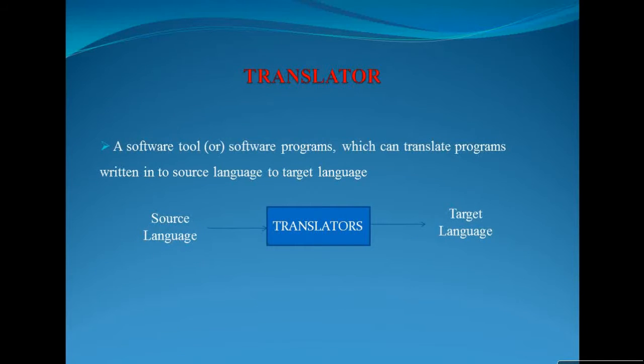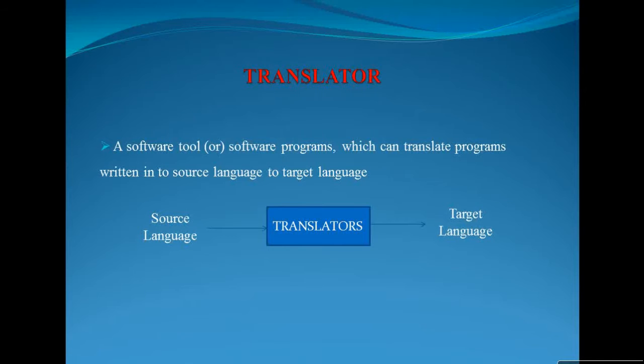What is a translator? A translator is a software tool or a software program which can translate a source code to a target language. That is, we will pass a source language as in one language, and the translator translates that source language and produces the target language that is of another language form. So this translator is an intermediator between the source language and the target language.